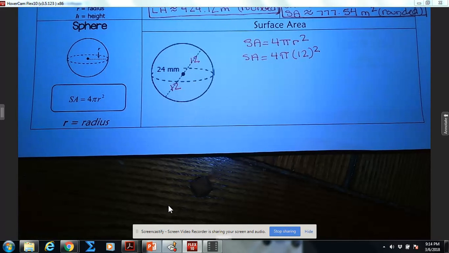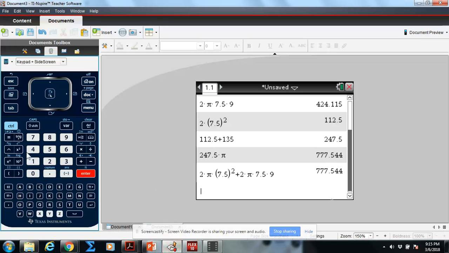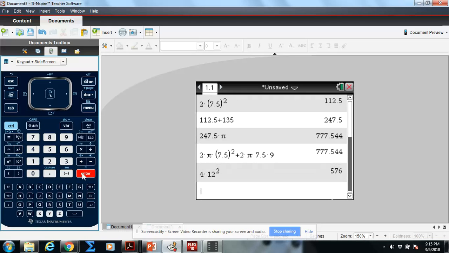I'm going to wind up with another situation where I might need the exact solution or the rounded solution. So first things first, let me get the exact solution. I'm going to type in everything except for the pi value. 4 times 12 squared. That is 576.